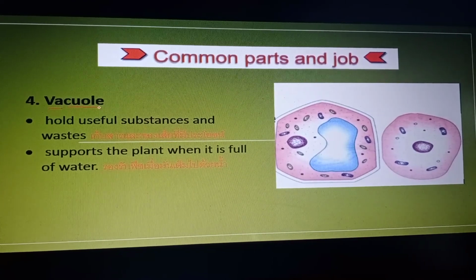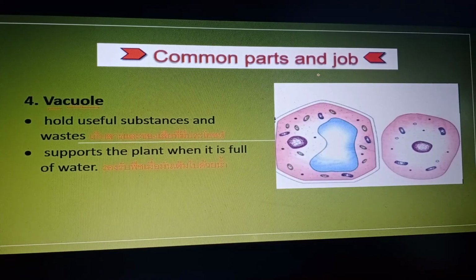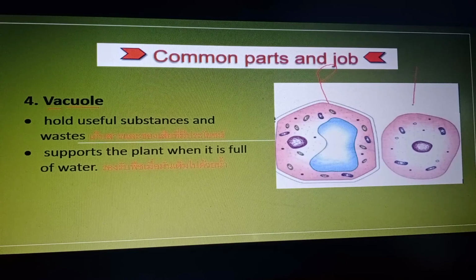Moving on, we have vacuole. It's two syllables. Vacuole. Everybody, vacuole. Okay. Now, what letter am I going to write here? Since it is a plant cell, it's letter P. And this one is letter A. Okay.